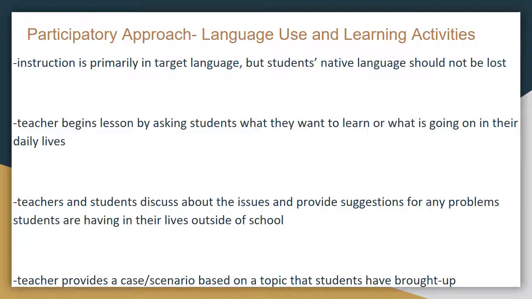So let's talk about some of the language use and learning activities with the participatory approach. Once again, instruction is normally in the target language, but there is an emphasis that students' native language should not be lost. There's never a direct rule where you cannot speak in your native language, or cannot use your native language with a partner to help explain your point of view or to communicate more clearly. Still, the goal was to learn the target language so that students can be politically active and be active in their communities that are using the target language, the majority language of that country.